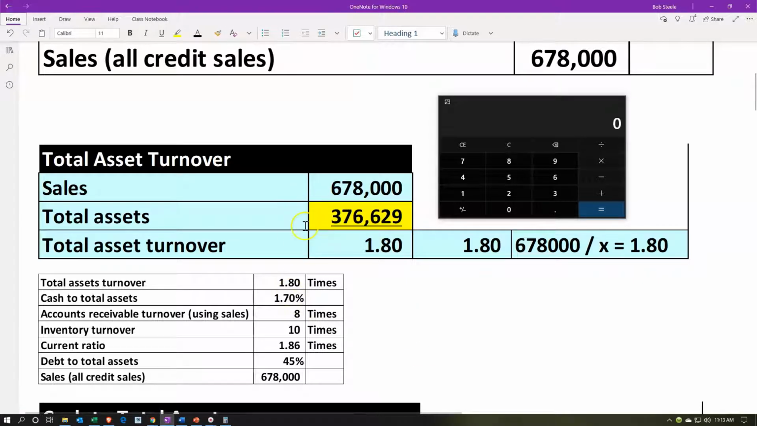So I would write it vertically, then indicate the item that I don't know, because that's how I visualize it in my mind, and then write it algebraically on a piece of paper, because that would be the easiest way to solve it, which would be the 678,000 divided by x equaling the 1.8.